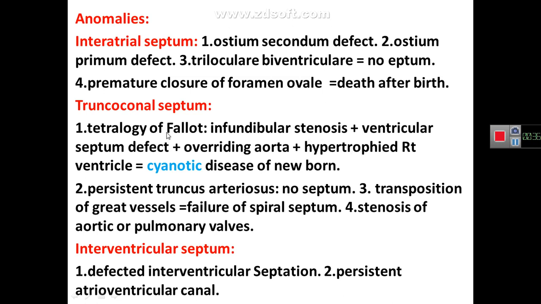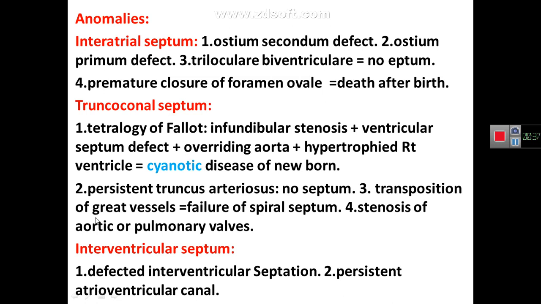Such an abnormality, which is tetralogy of Fallot, will result in a newborn which has blue skin, blue mucosa, because the oxygenated blood is mixed with the deoxygenated blood, so it is considered a cyanotic congenital heart disease of the newborn, because the newborn will become blue, cyanotic.